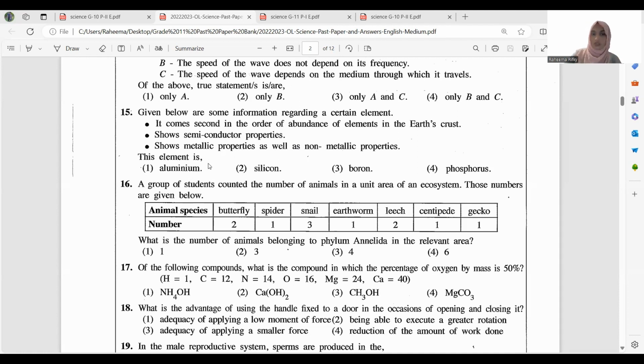So aluminum, you know, it's a metal. Phosphorus, you know, it's a non-metal. And silicon and boron, among these two, we know the semiconductor properties. And the second most abundant element in the earth's crust is silicon. So if you know this information, you can directly get the answer rather than taking much more time. So our answer is silicon. So that is the last question of this video. We will meet again in the 16th question up to the 20th question. Bye.